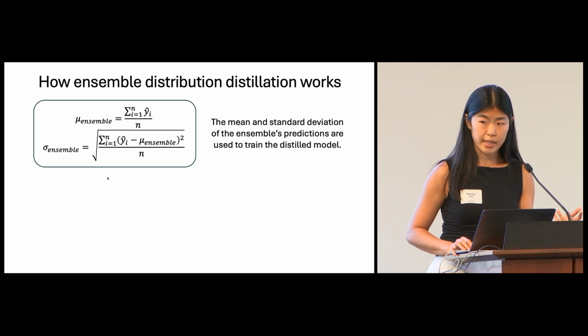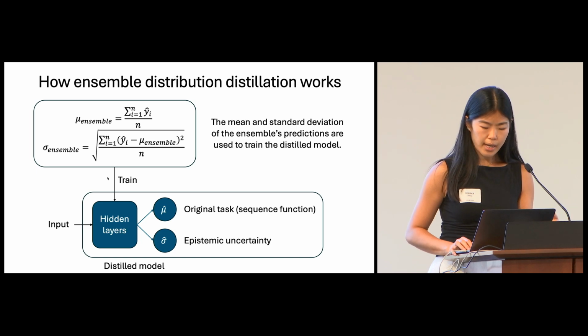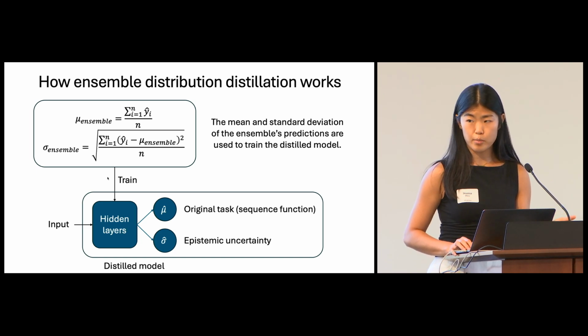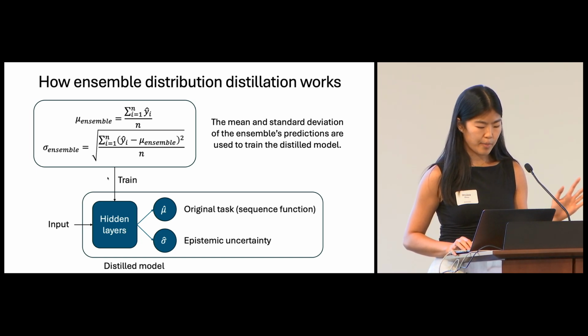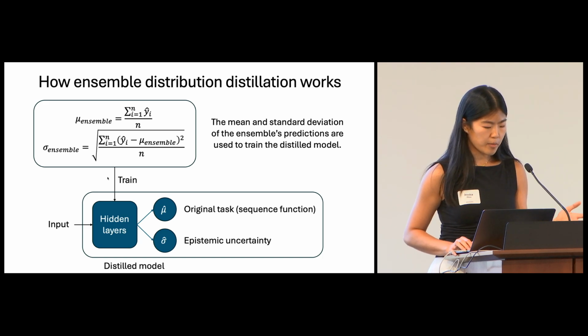More specifically, we achieve this by assigning the average and the standard deviation of the individual predictions from the models in the ensemble as new target labels for the data, which we then use to train a distilled model wherein the output layer is modified to include a new output head for epistemic uncertainty, which is learned from the ensemble standard deviation and trained alongside the original prediction task.